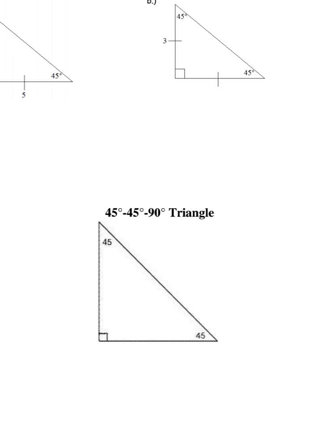The pattern for that is if this side is X, then this side is going to be X, because it's an isosceles triangle, so those are always the same for a 45, 45, 90. Your hypotenuse side is always X times the square root of 2. So that's the 45, 45, 90 triangle.